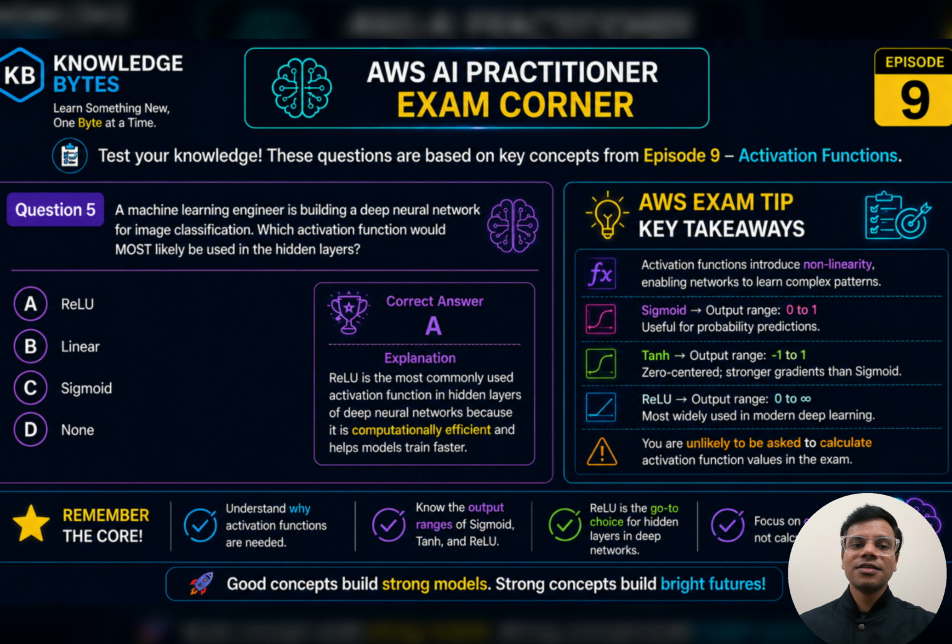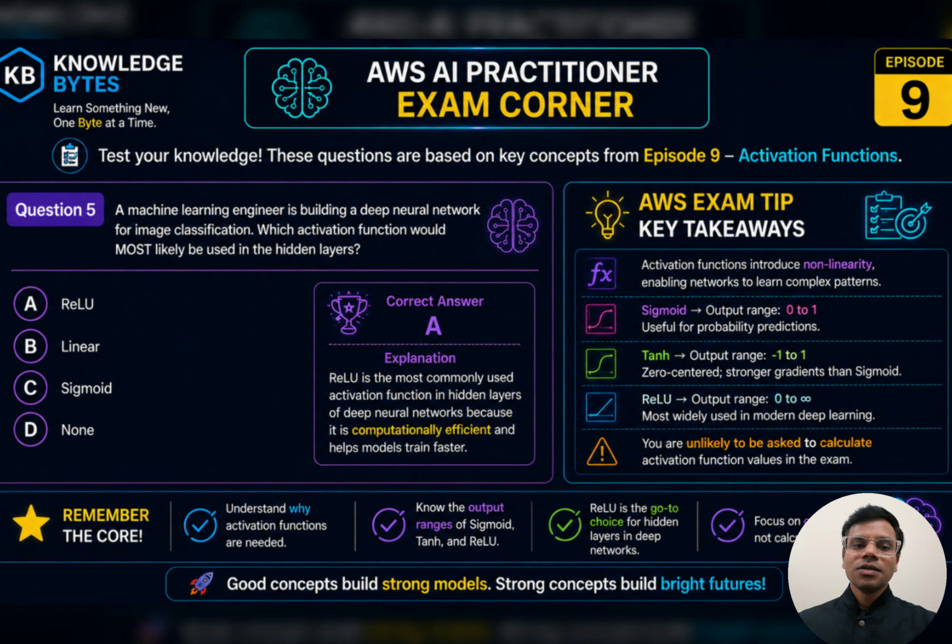Now let's get into question number 5. A machine learning engineer is building a deep neural network for image classification. Which activation function would most likely be used in the hidden layers? See how they are asking the questions, so we should understand that. The answer options are ReLU, linear, sigmoid and none, where none means none of these. The answer is ReLU. ReLU is commonly used in the hidden layers because it is efficient and helps deeper networks train faster, right?